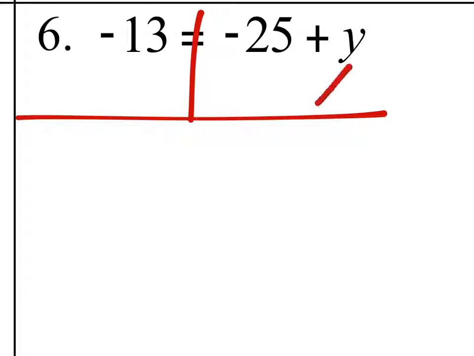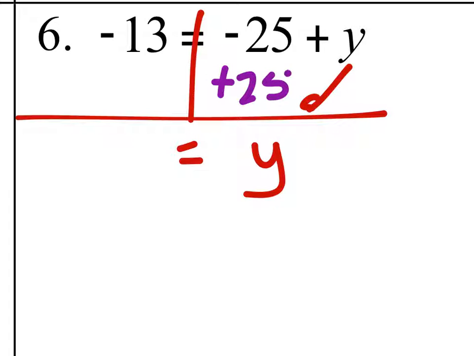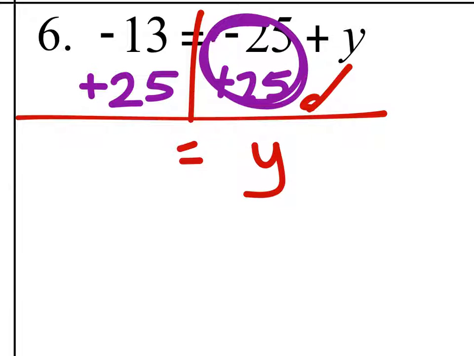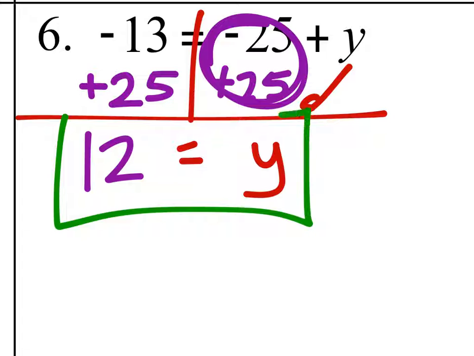Well, we'll drop the y, but that means that we need to make that negative 25 a 0. So again, seems like we added 25 on one of the other ones. But if I do it to one side, I must do it to the other side. Negative 13 plus 25 is... 12. There it is.